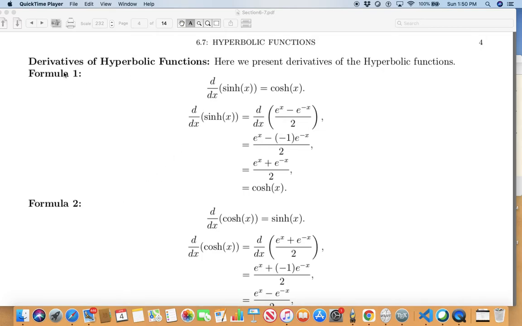Welcome back. So now we start with derivatives of hyperbolic functions. Formula 1: the derivative of sine hyperbolic is cosine hyperbolic.